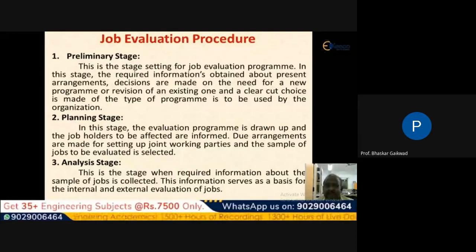So I am going to have a job evaluation. What are the things I should collect? What information should I collect? How am I going to handle this? All these are going to be decided in the preliminary stage.